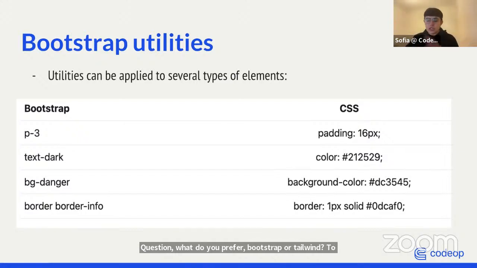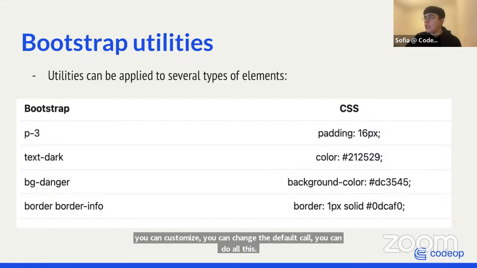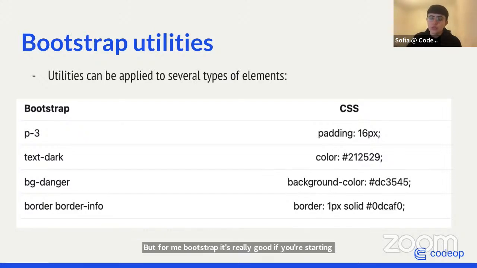To be completely honest, there are two different things, in my opinion. Bootstrap is very opinionated. Obviously you can customize it, you can change the default colors. But for me, Bootstrap is really good if you're starting with little CSS knowledge, because it's opinionated, it does a lot of things for you until you get used to that property and understand it. And also, I honestly find the grid system of Bootstrap brilliant. It's really good. I love it.